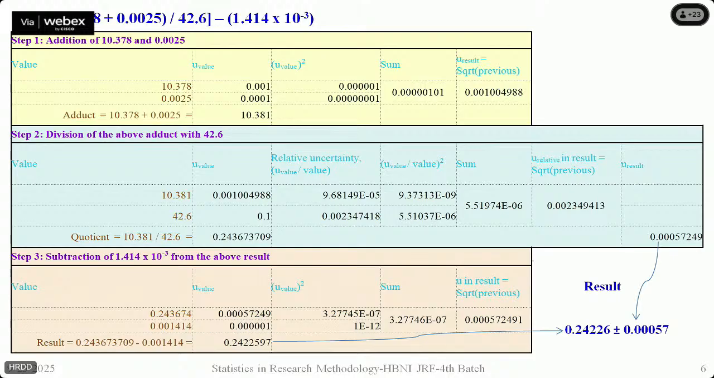Doubt? 10.378 plus 0.0025. You should not round off. Actually, I have copied the Excel sheet. Excel might have rounded off. That is why I told you manually you do. This is actually an Excel sheet copy only. You should not round off.